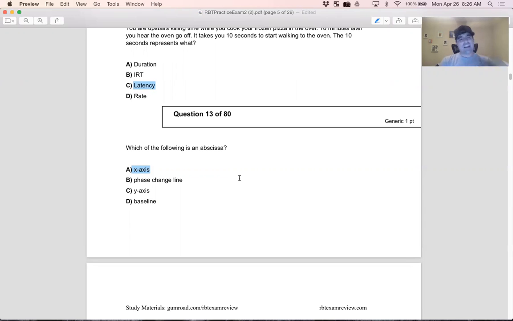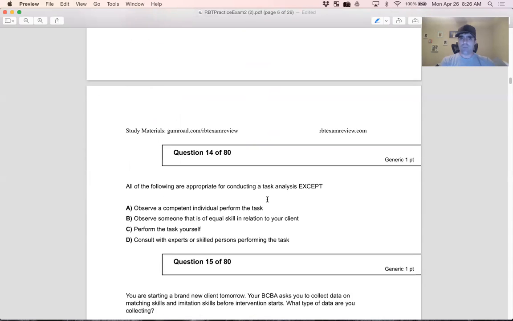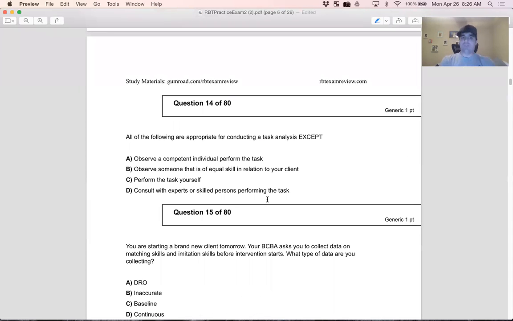Question 13, kind of a weird one. But they've been known to put this question on the test. What is the x-axis, what is the y-axis? And that's why I included it. All right, moving on. Question 14.